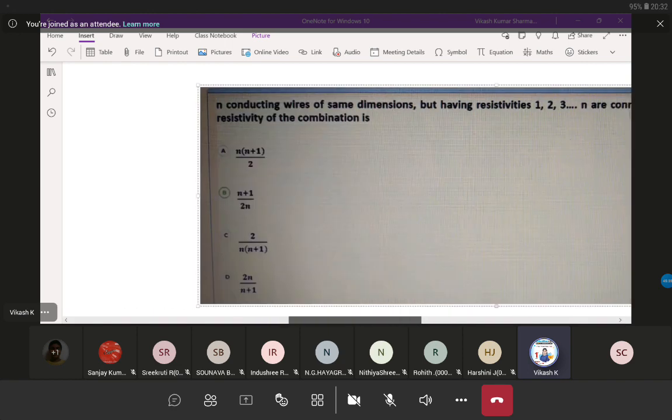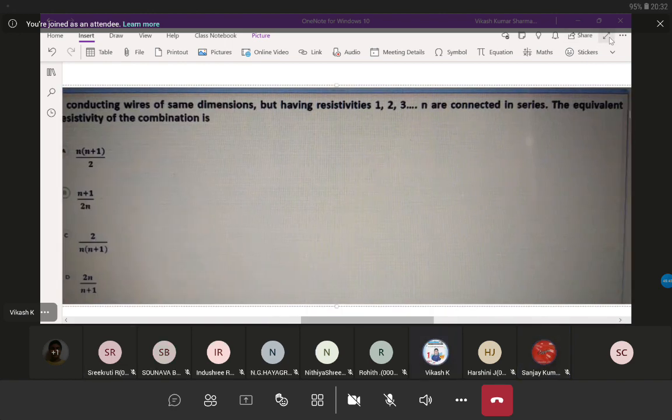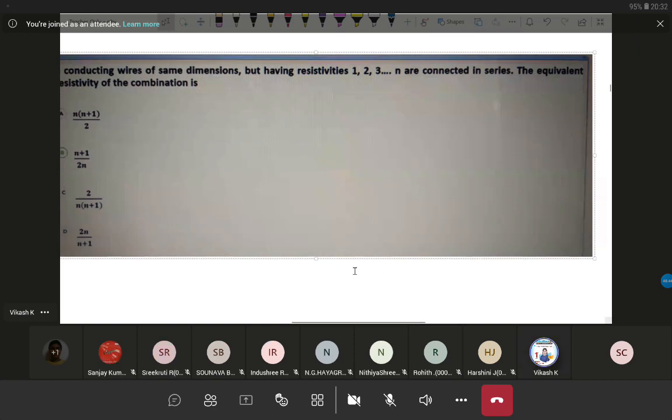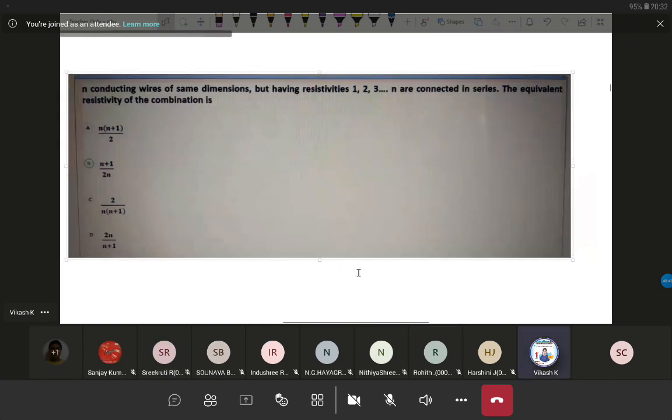Is the screen visible, beta? Yes, sir. So the question is, in conducting wires, how many wires do you have? N numbers, and having same dimensions. Having same dimensions means what do you understand? See, you have the same length and same cross-sectional area. L, A here; here also L, A; here also L, A; here also L and A. But the resistivity here is 1, here is 2, here is 3, here is 4, likewise up to how many? N.